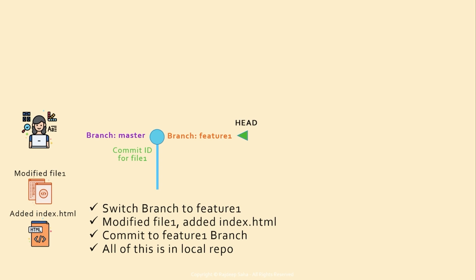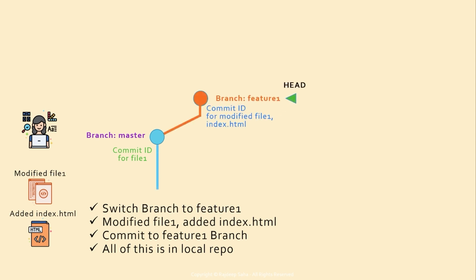So let's say you switch branch to feature 1, you modified file 1 and you added a new file index.html, you commit to feature 1 branch, and all of this is happening in local repository. So how would the Git history graph look after doing all these changes? At this point, the feature 1 branch will move one commit ahead of the master branch. This new circle is the commit ID for modified file 1 and index.html.